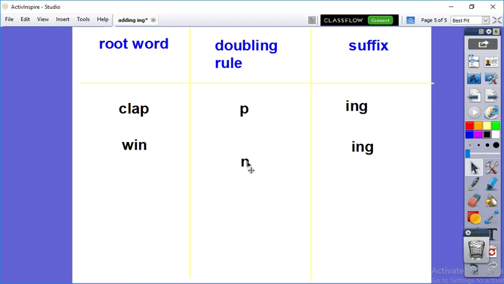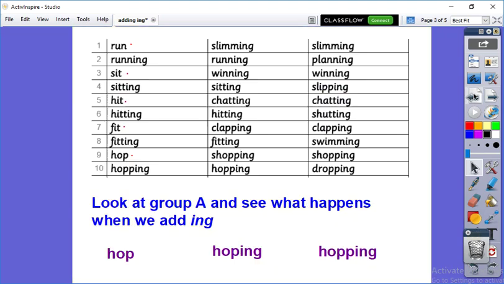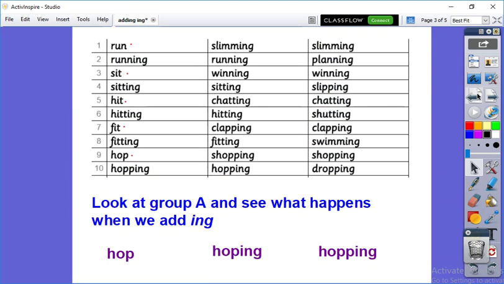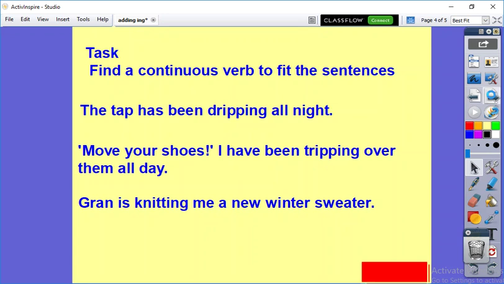Okay, I would like you all to try and do one more yourself. So here are your words. Group A, Group B, and Group C. See if you can do one word, split it into the root word, the doubling letter, and the suffix. Okay, I hope you've had a go at doing that.